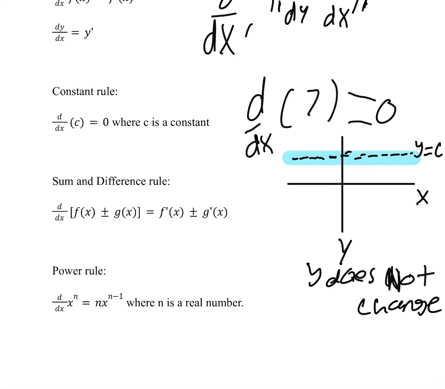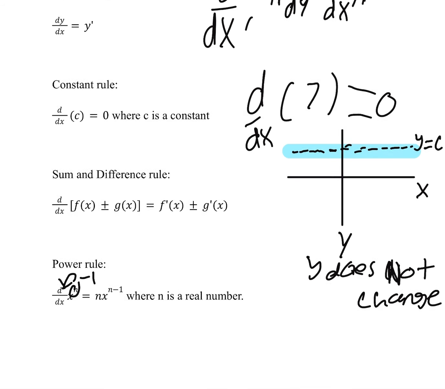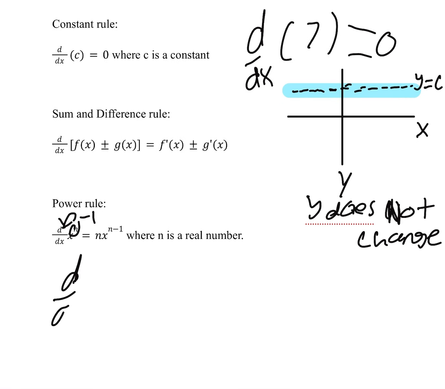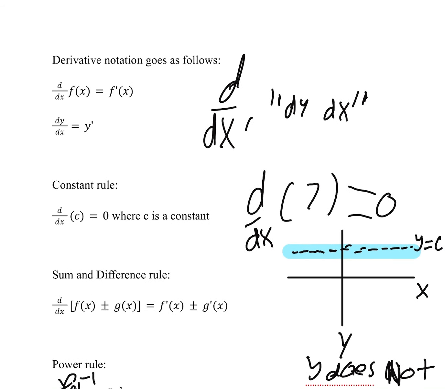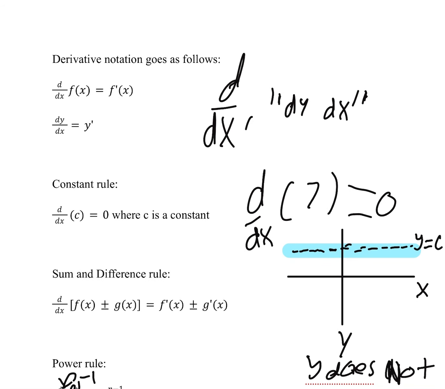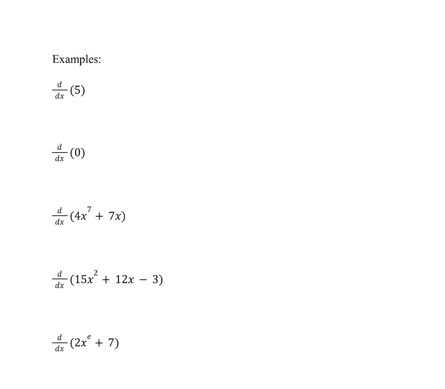And then the power rule is the derivative with respect to x of x to the n, where n is a real number, equals n x to the n minus 1. So you take the exponent, drag it down, and then subtract 1. So if I had the derivative with respect to x of x to the 5th, this equals 5x to the 5 minus 1, which is 4. Pretty basic rules. I didn't want to go too crazy for the first video. We're just showing a couple basic rules.